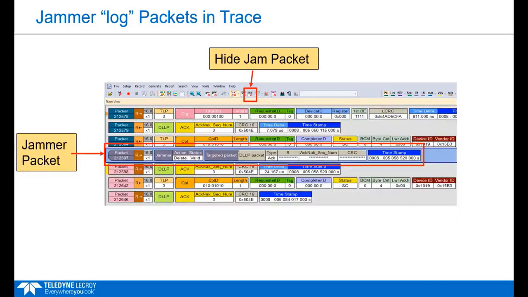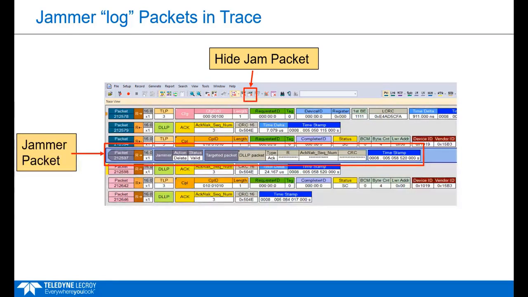We'll also insert a packet into the trace which shows what the condition was met for the jam and what we actually did. So in this case, we can hide and show the jam packets. This one was actually a DLLP acknowledge, which was deleted. And this is one of the examples we'll show later. So this packet will be shown in the trace.